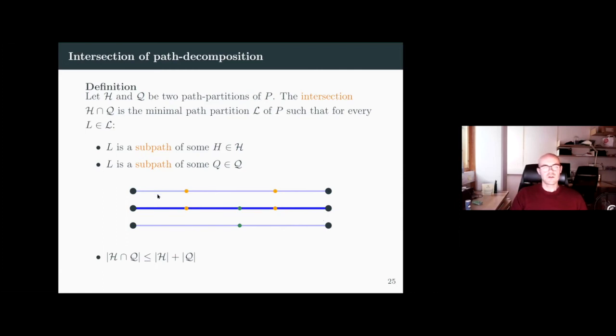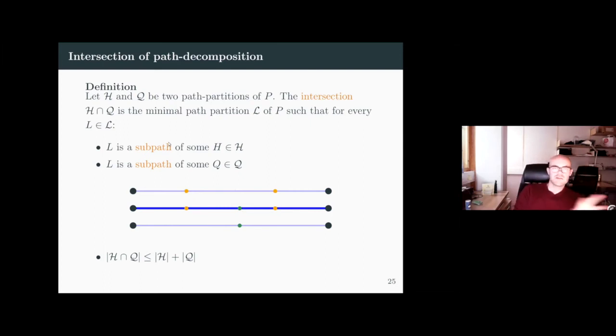The good thing about this intersection is two things. First, you have a bound on the number of points, so on the number of paths: just the sum of these two. And now any time you take a path in this new partition, let's say this one, then it's a subpath of both, right? It's exactly the same path as this one, and it's also a subpath of this one. If you take this path, for example, it's also a subpath of this one and a subpath of this one. So if you have two partitions H and Q, and you take the intersection, then every path of your intersection is a subpath of the path in both partitions. So that's a good thing.